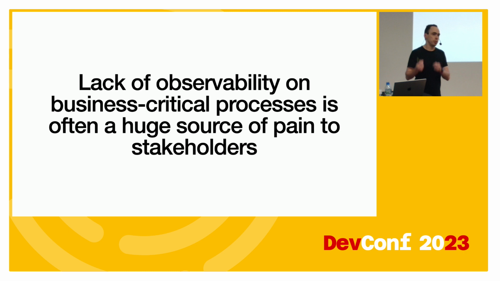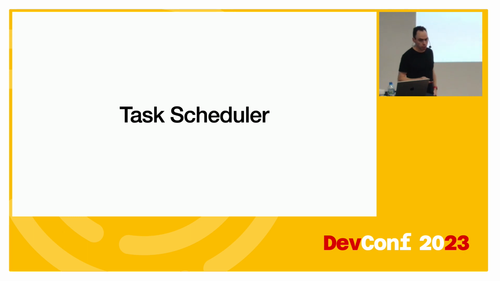So the ability to observe those background tasks is really important. And we'll briefly touch on some constructs that exist in .NET Core that can help with that. So let's start with task scheduler.